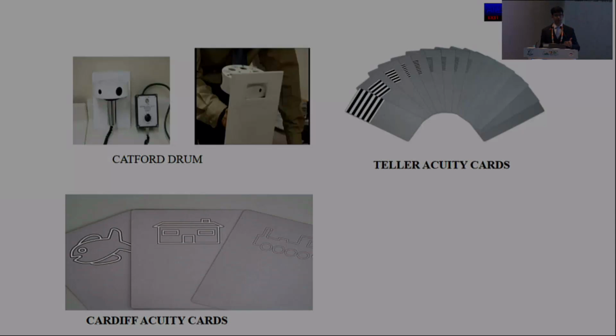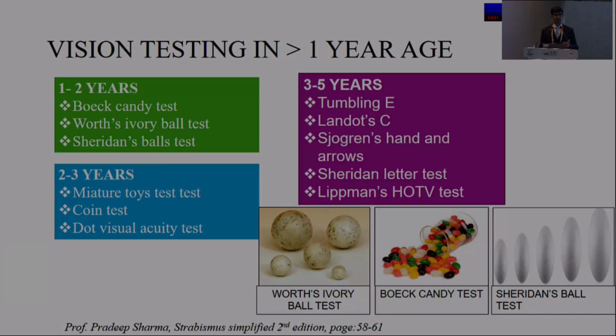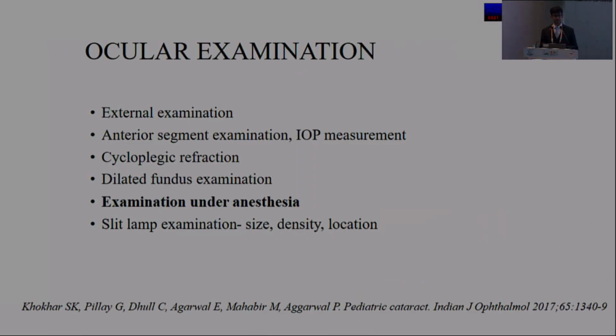We have been routinely using Cardiff visual acuity charts, which are preferential looking tests based on vanishing optotypes, at our clinics for children more than 1 year of age. Primarily, these are candies and balls, and the smallest of which a child can pick up gives us an assessment of the visual acuity status of that kid.